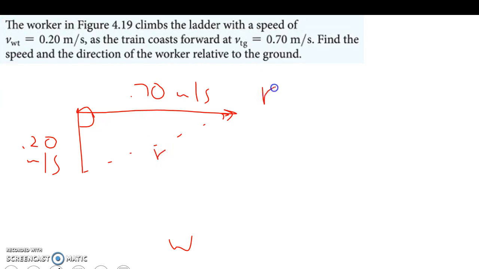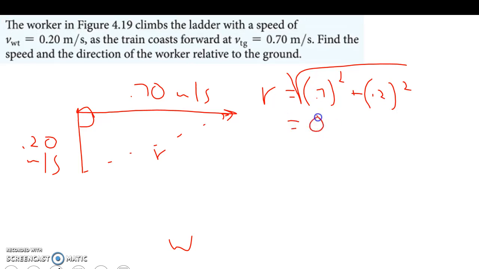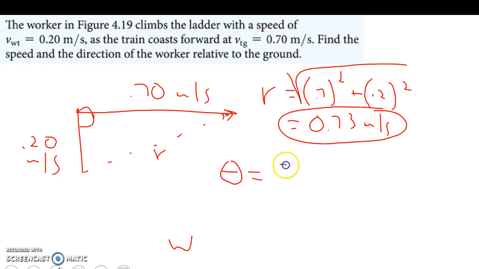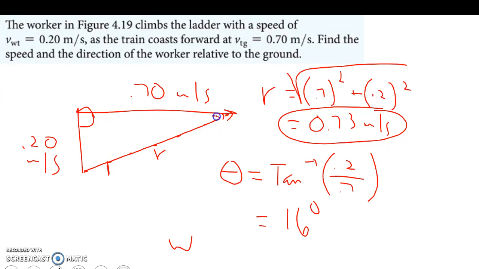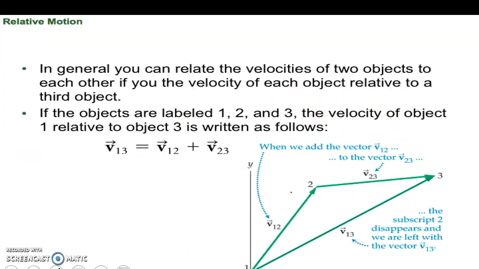So my resultant is going to be my vector of 0.7 squared plus 0.2 squared, and take the square root. So my resultant vector is going to be 0.73 meters per second. So that's how fast he's going to appear to be moving. Now let's find our angle. And we just go the inverse tangent of my y, 0.2 over my x, 0.7, and that angle's going to be 16 degrees. So we're going to see 16 degree angle from the horizontal, traveling with a speed of 0.73 meters per second. So we can relate the velocities of these two objects that way. Again, vector addition allows me to do that.